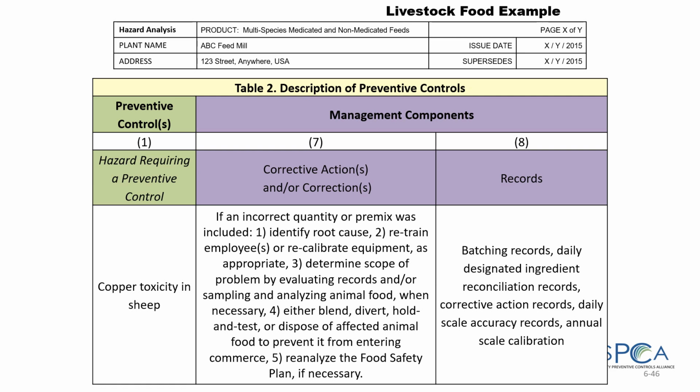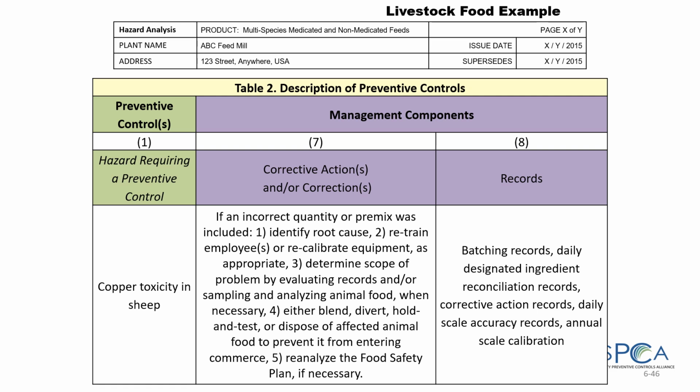And 5, reanalyze the food safety plan as necessary. So those 5 things kind of directly address the 5 bullet points that we went over in the corrective action section of this regulation. We're identifying and we are making sure that we reduce the likelihood of it recurring again. We are preventing it from entering commerce and evaluating all of the animal food. And then, of course, reanalyzing if necessary.